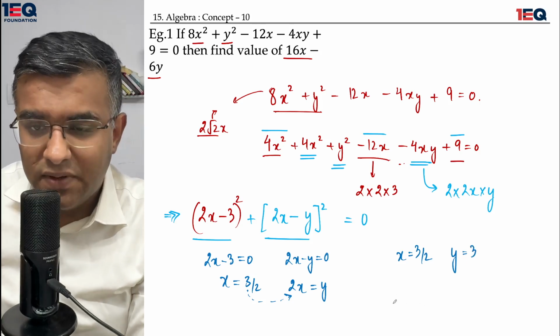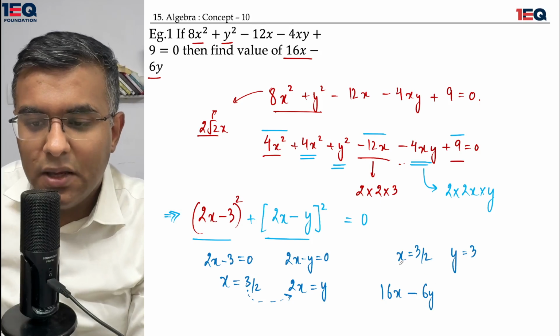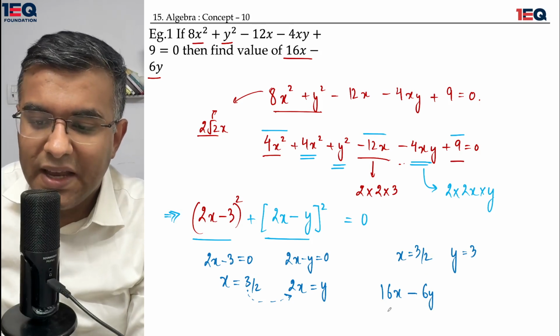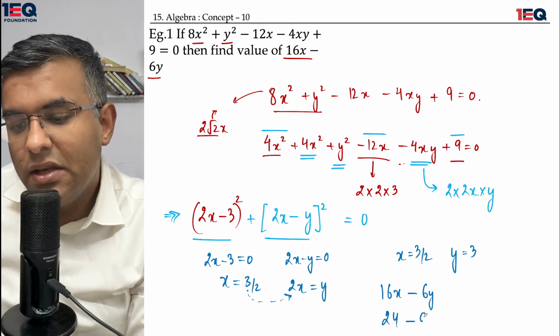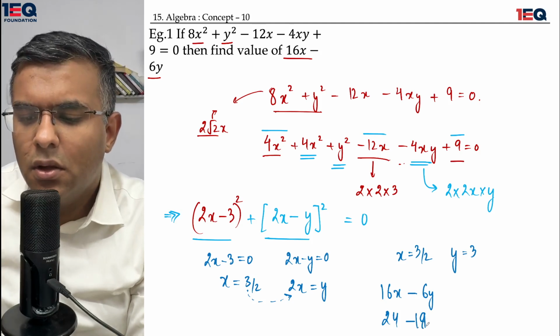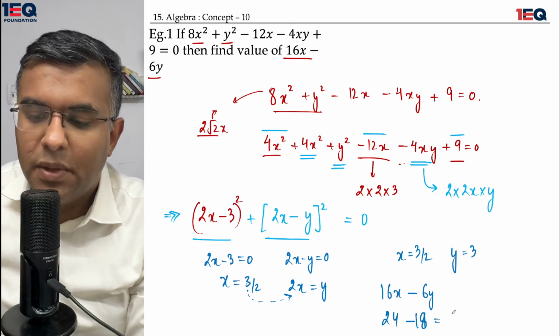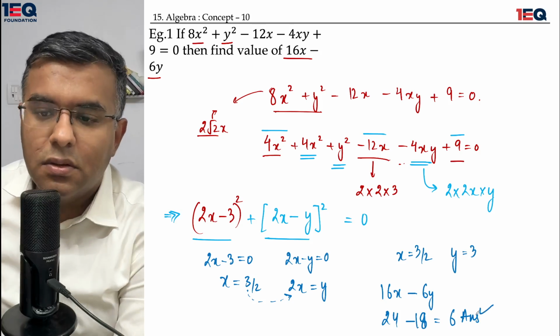Once I put these values back into my equation, which is 16x minus 6y, what do I get? I get a 24 here, minus a 9 here. No, 9 or 18. I get an 18 here. Okay. So 24 minus 18 is equal to 6, which is my answer.